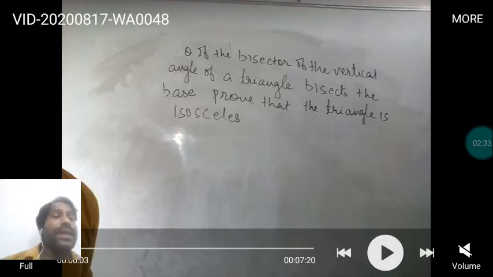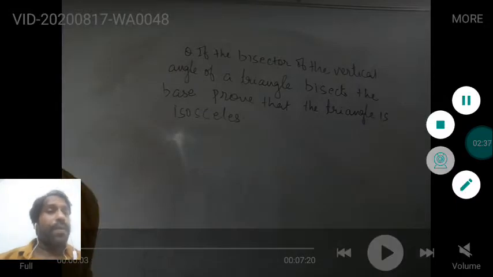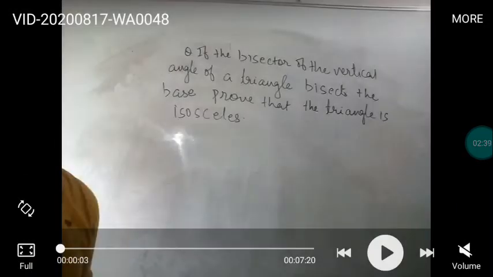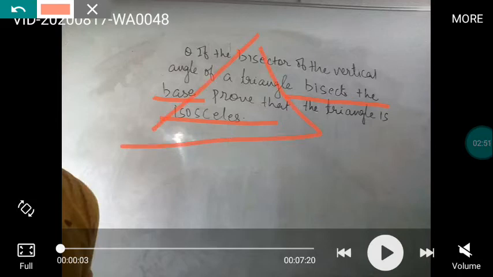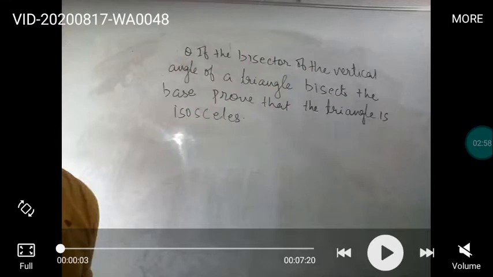Okay, so it is saying that if the bisector of the angle of a triangle bisects the base, prove that the triangle is isosceles. That means it is saying that if this line bisects the base, then these two sides are equal. That is what has been said to prove. Okay, let us start this. How will we prove this?